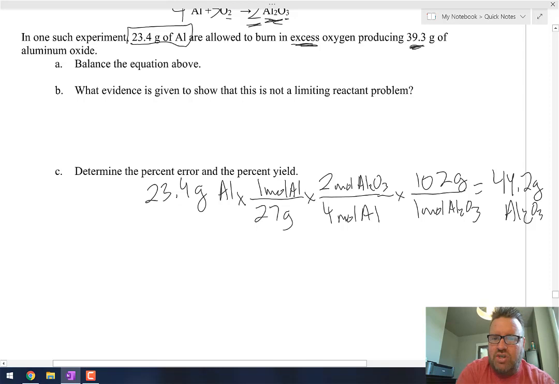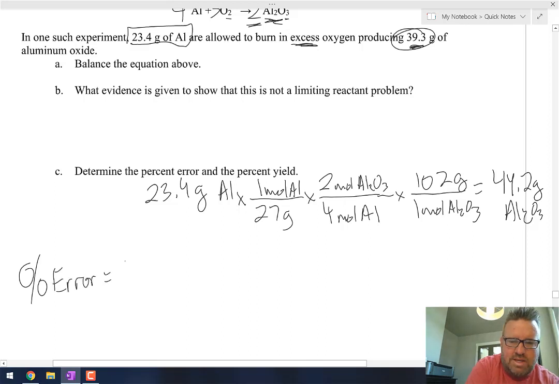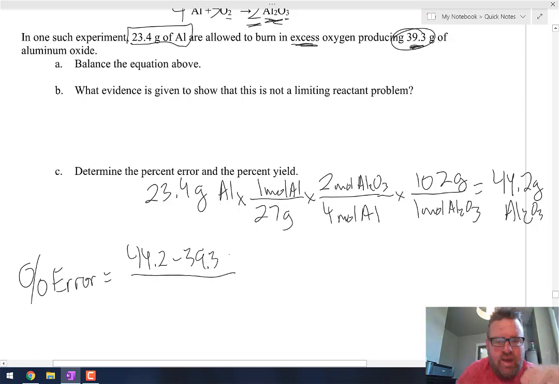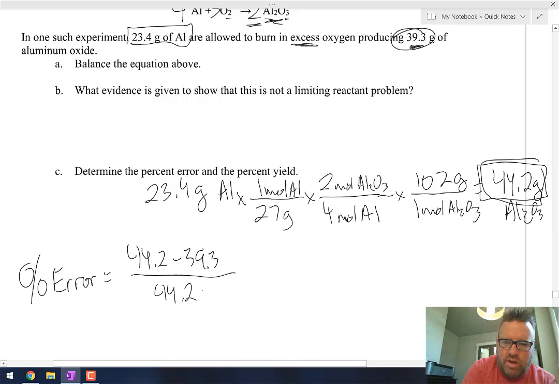Okay, how much did we actually get? We actually got 39.3. So when I do percent error, I usually just look at the two numbers so I don't have to think about absolute value. I just take the bigger of the two numbers, 44.2, and I subtract 39.3. When you do this, make sure you hit equals before you divide. Because now we're going to divide by, again, the theoretical value. This is the most important part. Make sure you divide by the right number, 44.2, and then we're going to multiply by 100.